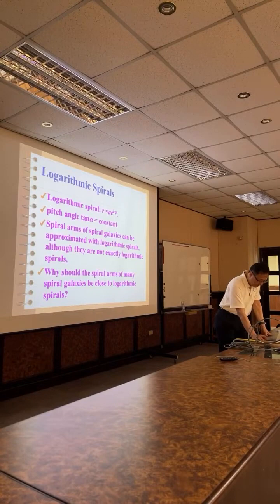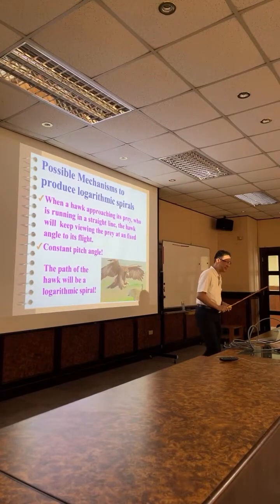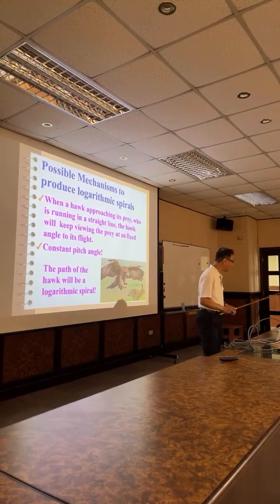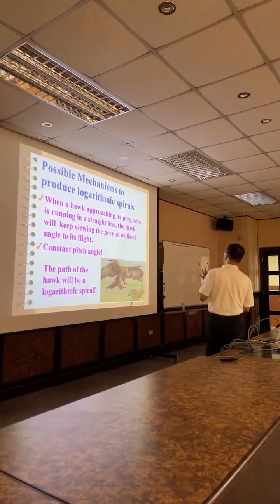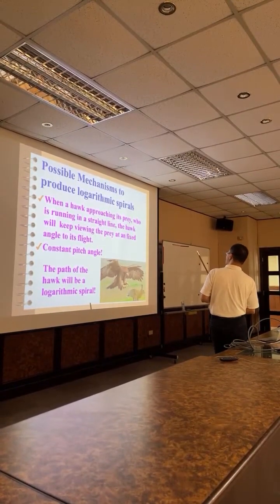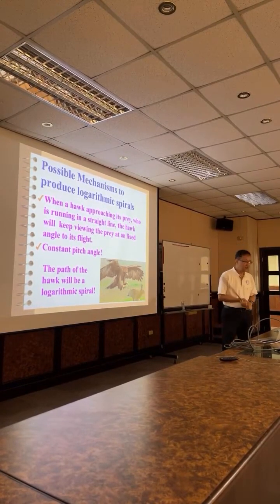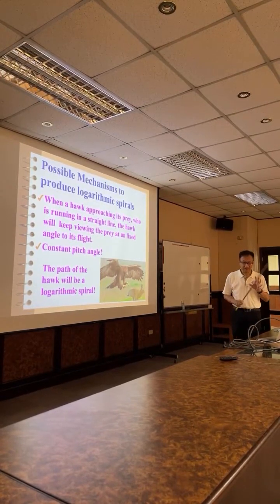Any idea? Well, of course, I don't know the answer, but that's why I can guess. So, do we have any possible method? The first guess: is there any possible mechanism to produce a logarithmic spiral in our galaxy? And to do that, let's look at another mechanism that will create a logarithmic spiral.